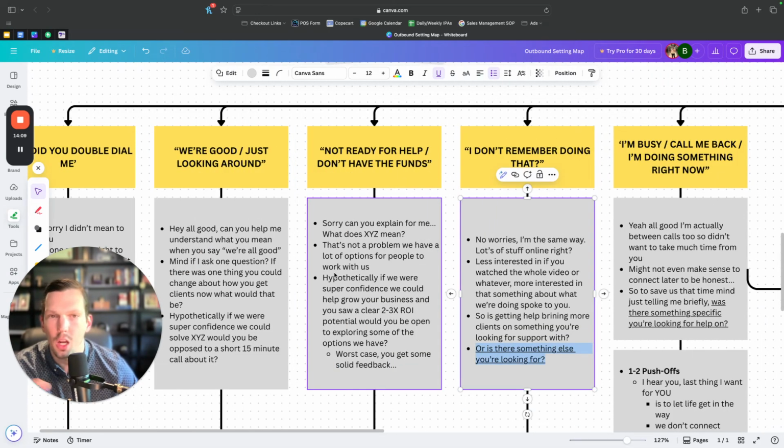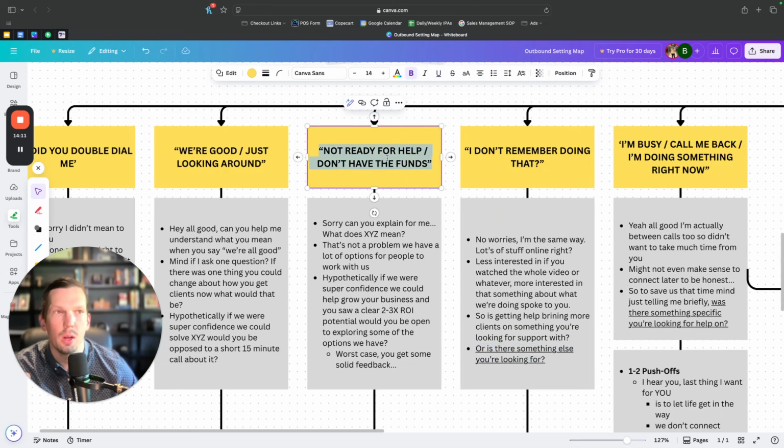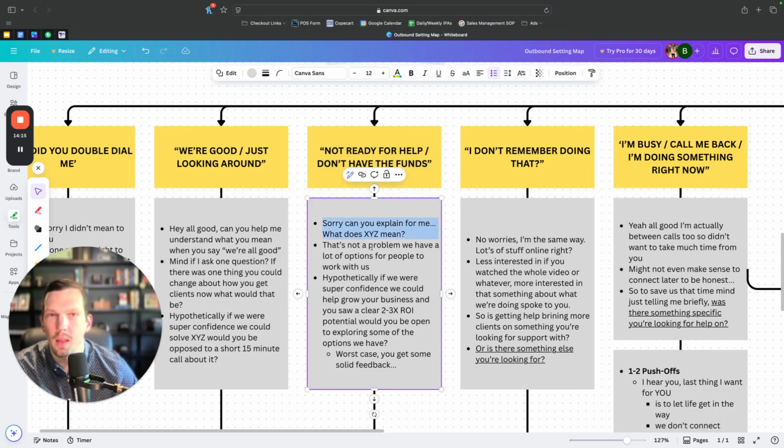So another common one, like, oh, I'm not ready for help yet. Like, we don't have the funds for something like this. And I just always want to make them explain that a little more, because you haven't even told them what it is, right? It could be $1. Like, hey, look, we're not selling private jets over here. So can you explain to me what you mean by you don't have the funds for this? Or, can you explain to me what you mean by you're not ready for help?